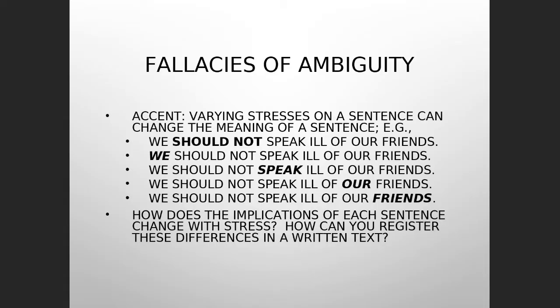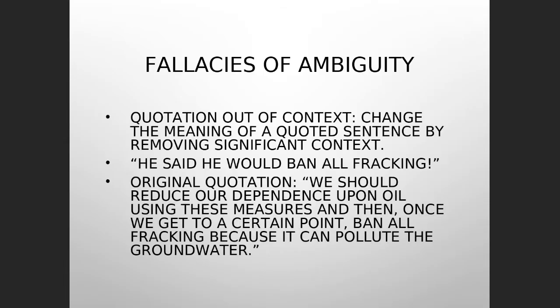We should not speak ill of our friends, but we can put it in print, right? We should not speak ill of our friends, but other people's friends are fair game. We should not speak ill of our friends, but they're just acquaintances. Well, they're fair game too. So the implication of the sentence changes depending on which word you stress. It's a little bit harder to pick up in a written text sometimes, but this still exists. Think about what's really being stressed when you encounter sentences like these.